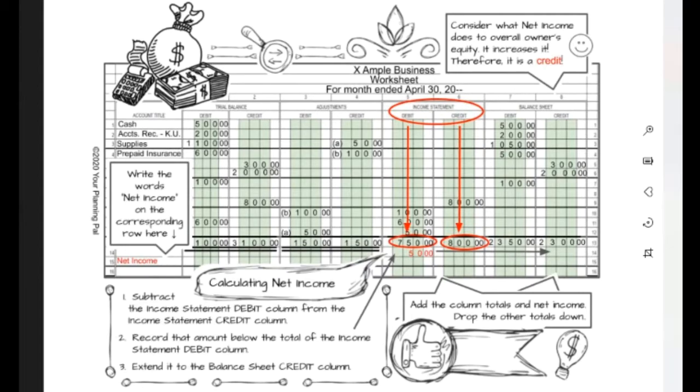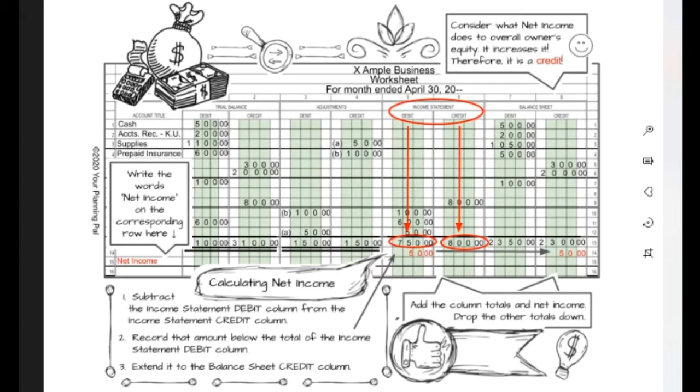Then you write the answer in the debit column of the income statement section, just below the total of those expense accounts. So just under the 750, you write $50. And then to match that debit, over in the credit column of the balance sheet, you also write that $50. It's the same calculation, it's just carried over. And if you're thinking about what's going on here, think about what it does to overall owner's equity. Look in the balance sheet, that little bubble at the top that we talked about. It is increasing overall owner's equity, so it is a credit.